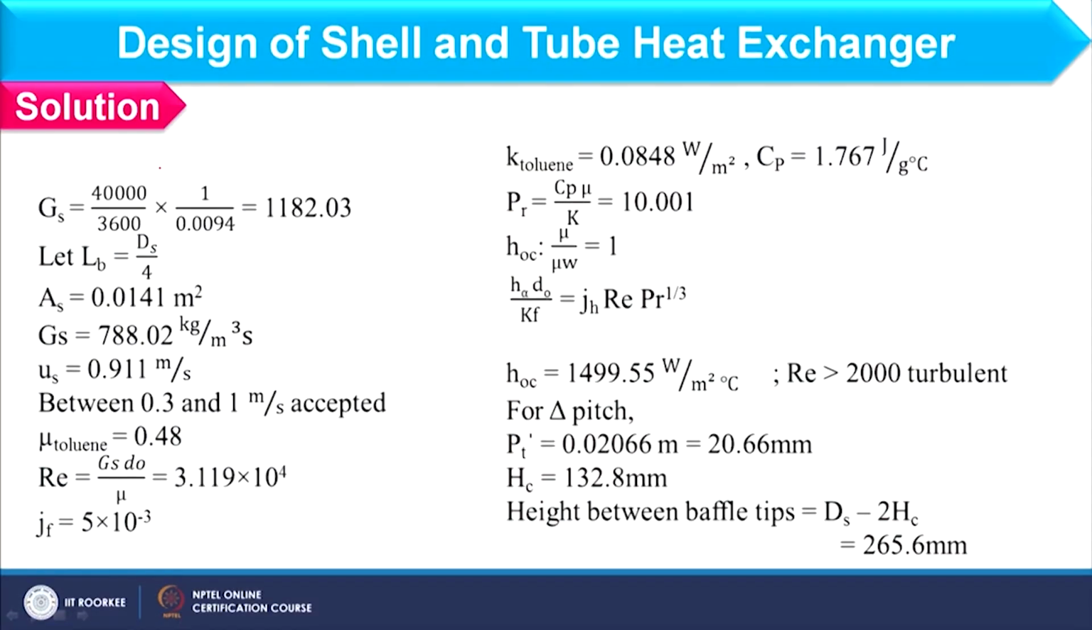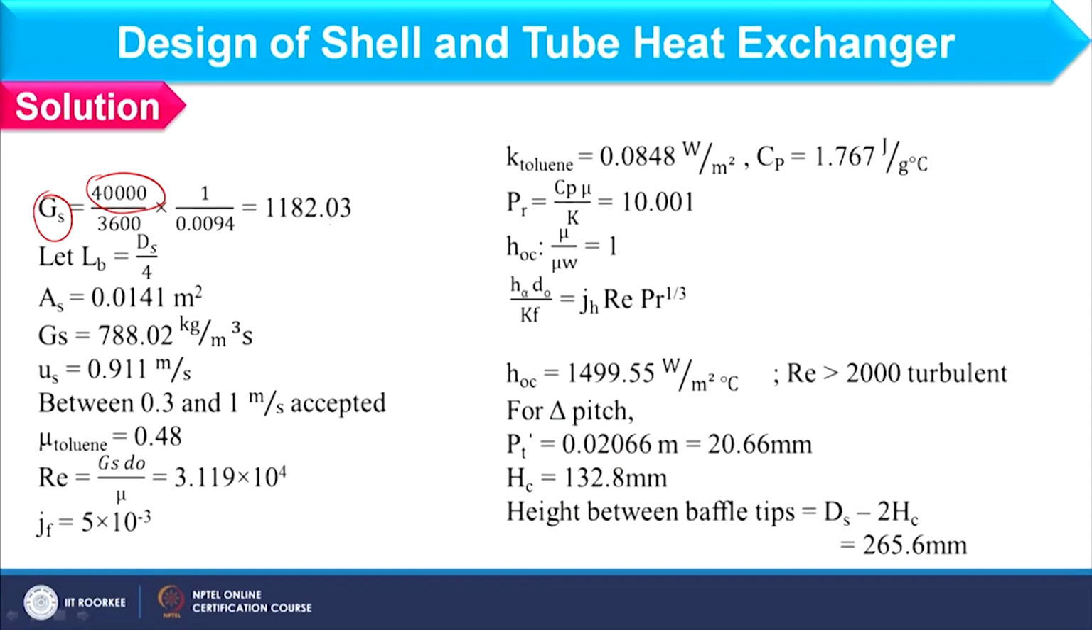When we calculate GS, we have considered 40,000 kg per hour as the mass flow rate, which is of toluene. Because when I compare toluene and water, you can understand that water is more corrosive and has more fouling tendency, so it should be allocated to the tube side. So, toluene should be considered on the shell side. Considering that, we can find out the GS value, which comes out as 1182.03.